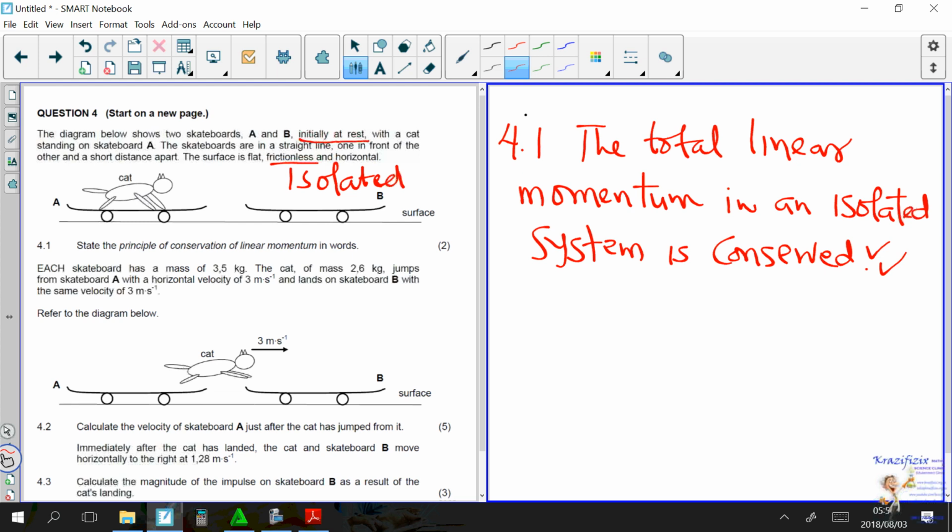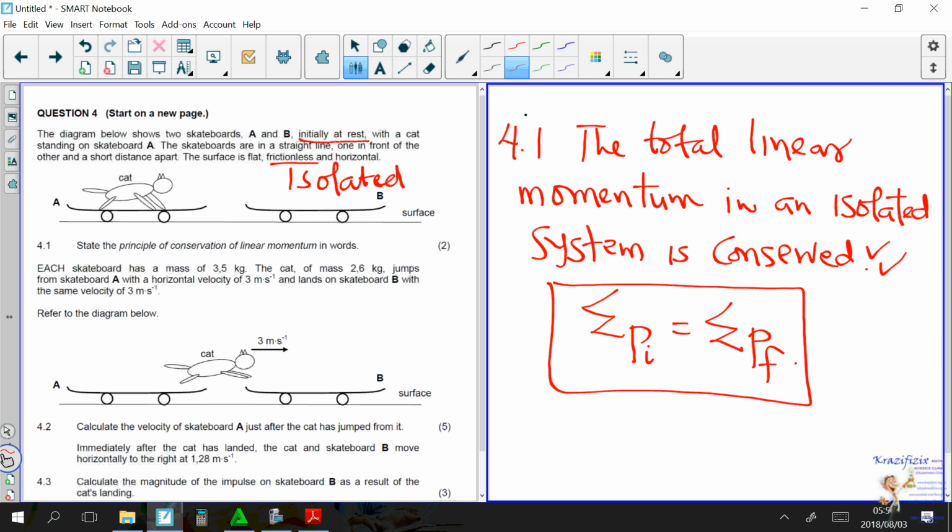There are different ways of putting it. Some learners will say in an isolated system, the total linear momentum before collision is equal to the total linear momentum after collision. It's still the same, before collision and after collision, and that's the formula we would be using later on. So you have your 2 marks there.